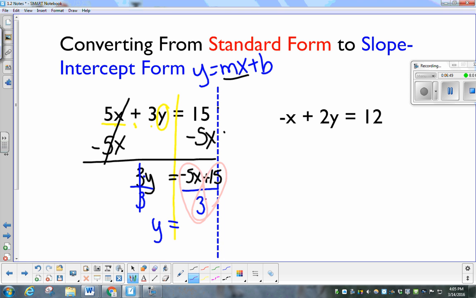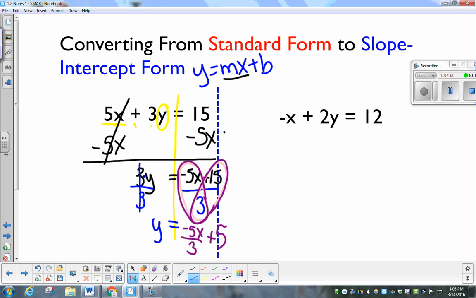So my first part of my heart right here, I've got negative 5x over 3. Just keep it like that. Negative 5x over 3. Don't divide 5 by 3. That's going to be messy. A slope is really nice as a fraction because you can see your rise and your run, down 5 over 3. Now I'm going to do the other part of my heart, 15 over 3. So 15 divided by 3 is positive 5, so I'm going to write plus 5.